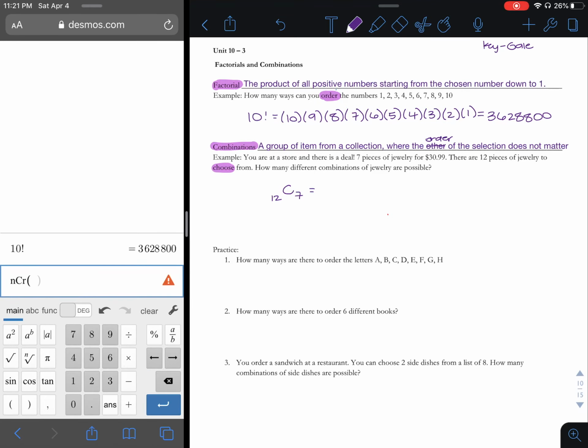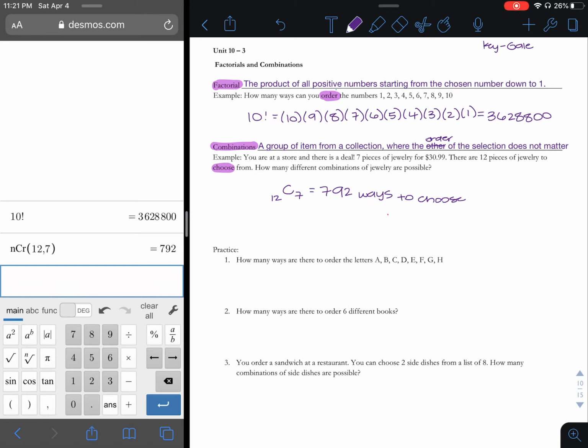Okay, so the first number that you're going to plug in is the bigger number, or your N. So in this case, my bigger number is 12, so I have 12. Put in a comma there. Comma is very important. Okay, and then the other number that you're plugging in is that second number, which is 7. Close that parentheses, click enter. There are 792 ways to choose, or 792 combinations.